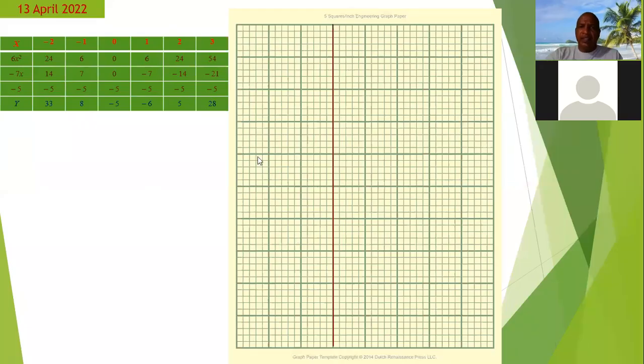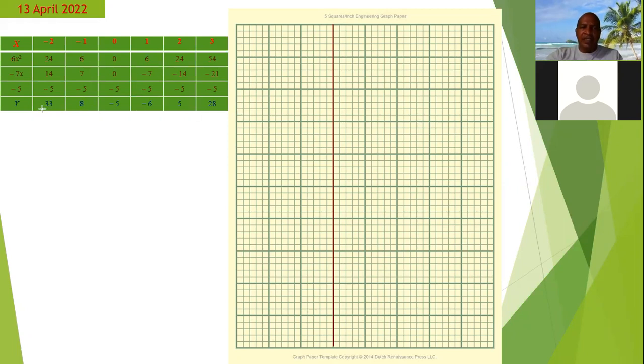All right, guys, as you were saying, you would have drawn your y-axis first. Then next we need to draw our x-axis. And now when we are drawing our x-axis, we need to take into consideration the y values. Now what we do, we look at the positive y values and we look at the negative y values.